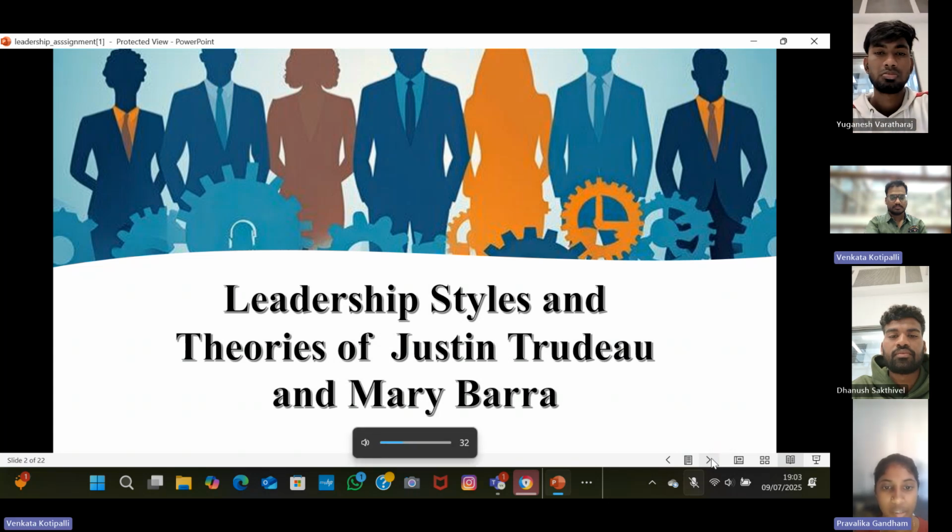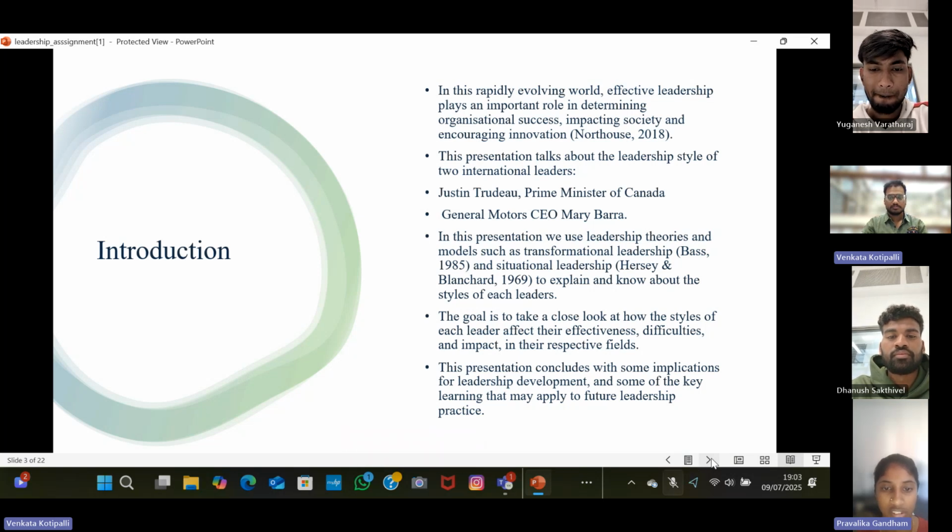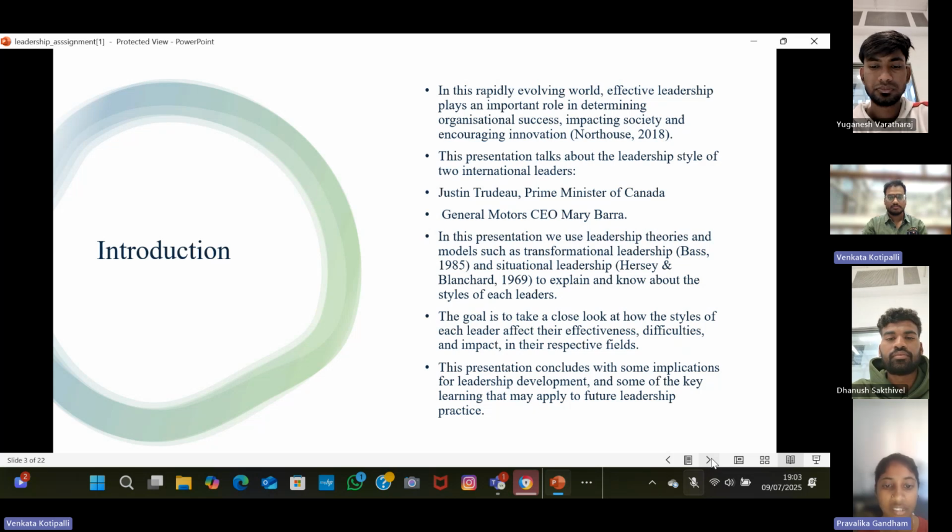The first slide is about the introduction. In today's fast changing world, leadership plays a key role in shaping organizational success, driving innovation, and influencing society. This presentation applies theories such as transformational leadership, situational leadership, and trait theory to analyze how Justin Trudeau and Mary Barra lead within their respective sectors. We will assess their leadership strengths, weaknesses, and effectiveness, and conclude by identifying important leadership lessons relevant for future leaders.